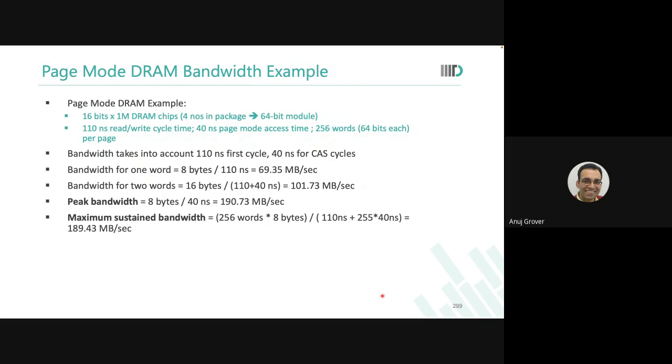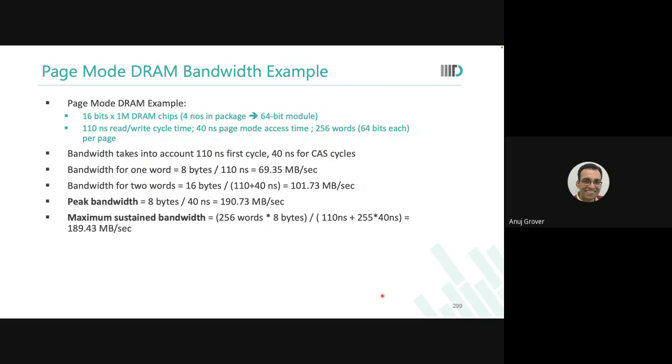Is this clear? A 1K cross 1K array. Every array, and 16 such arrays in one die. So every die has 16 bits of 1 megawords. 4 such dies. A 64 megabit DRAM chip package.